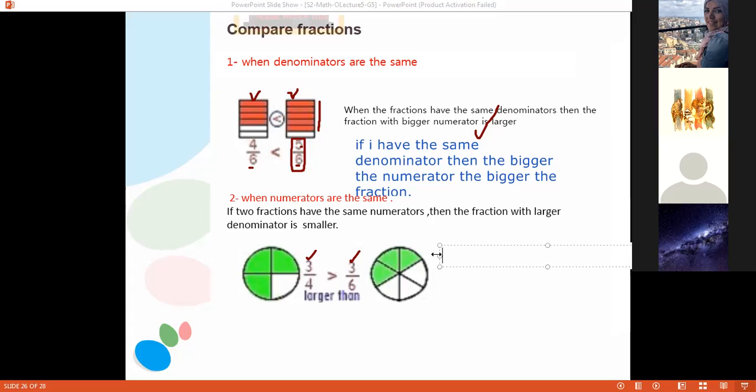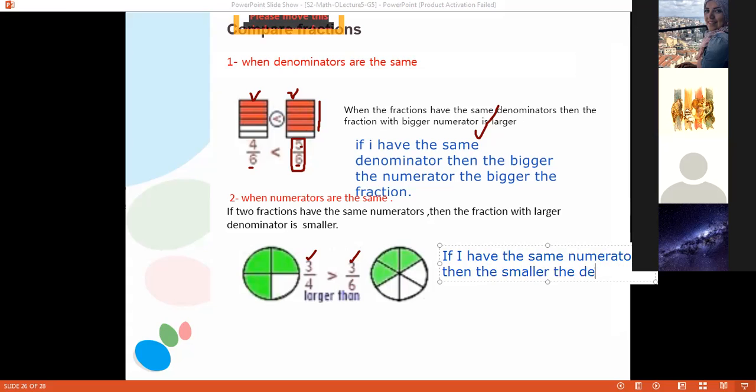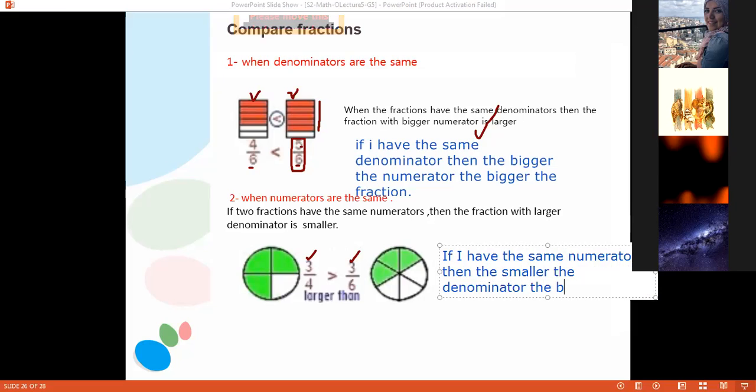Yalla, who can help me? If I have the same numerator, then the smaller the denominator, the bigger the fraction. Very good. Yalla, write them, please.